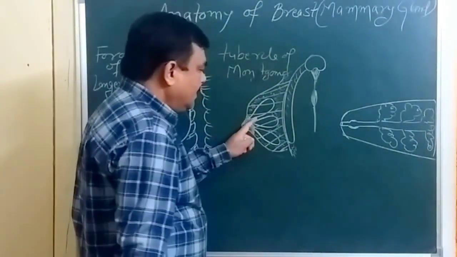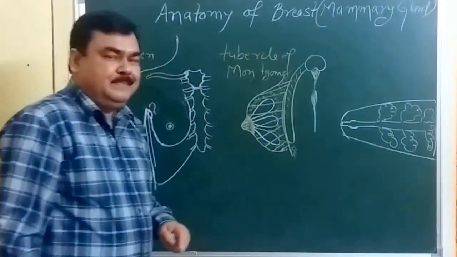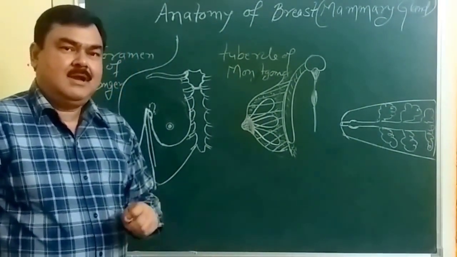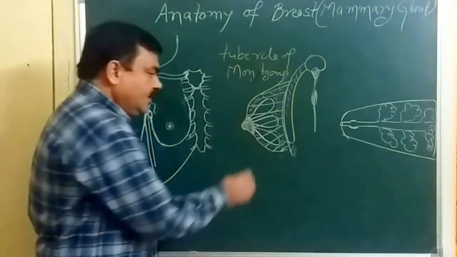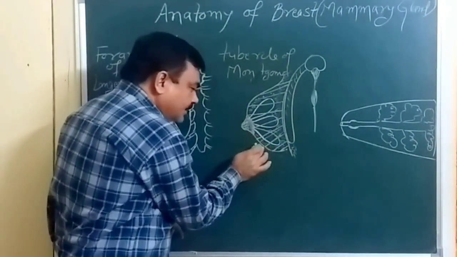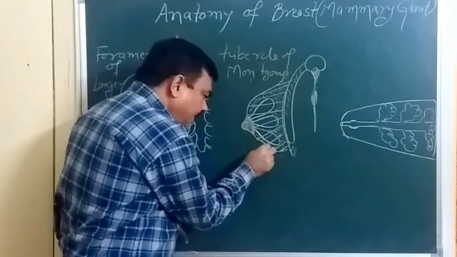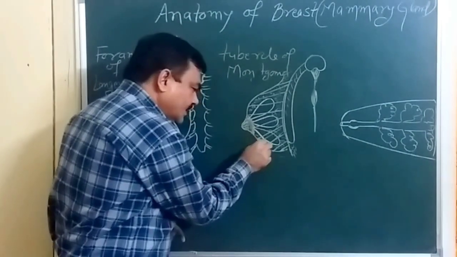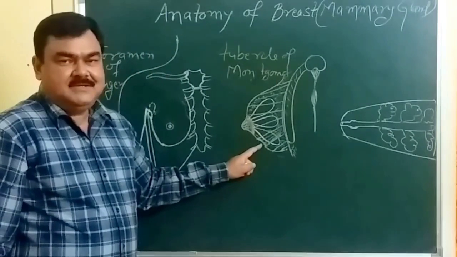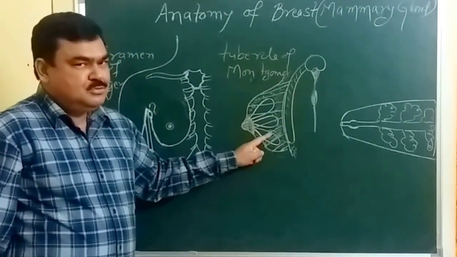So it forms a supporting framework, fibrofatty tissue. In case of carcinoma, when carcinoma spreads or involves these supporting frameworks, then you will find there is folding or puckering at the site of carcinoma, or retraction like this, because these fibrous tissues are involved.